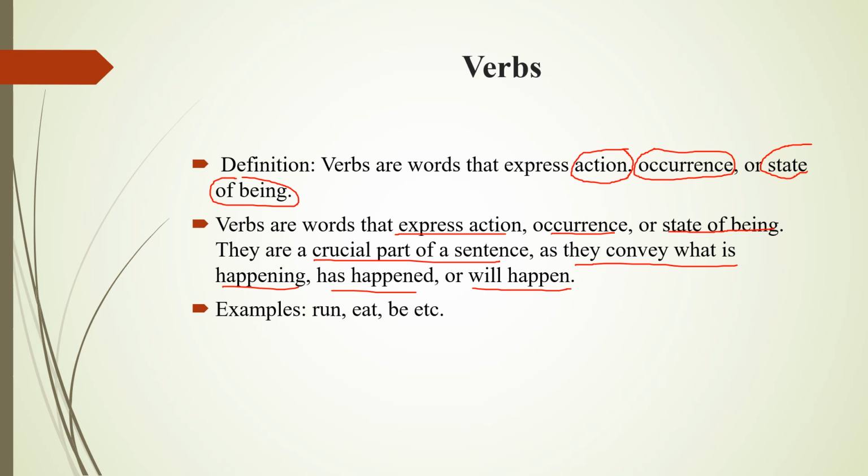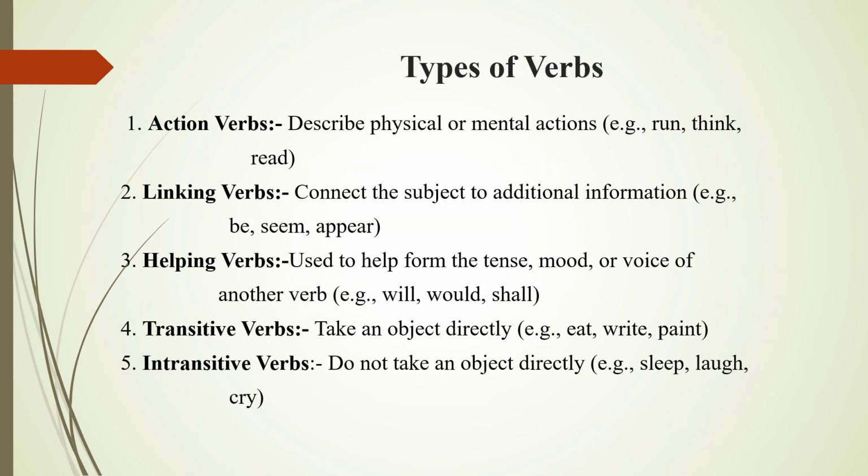So in short, what are verbs? Verbs are actions. In simple terms, we can say that verbs are the words that show certain action. If a word shows action, then that word is a verb. Now, types of verbs. So there are various types of verbs. Those types of verbs are number one, action verbs, linking verbs, helping verbs, transitive verbs, intransitive verbs.